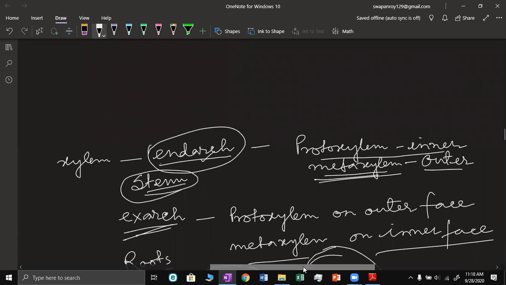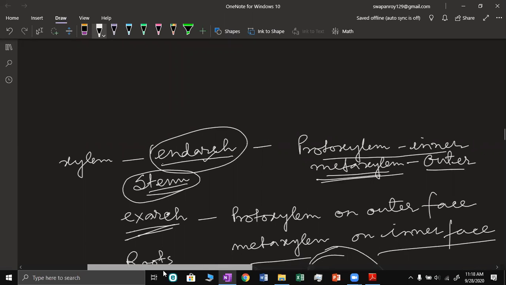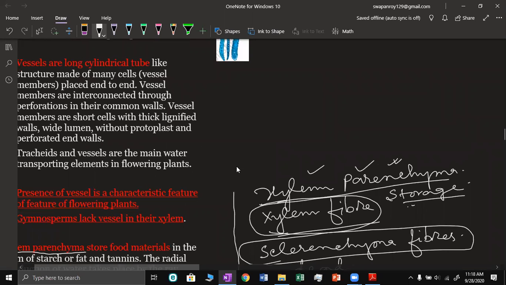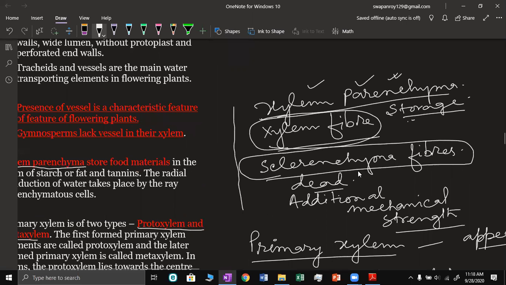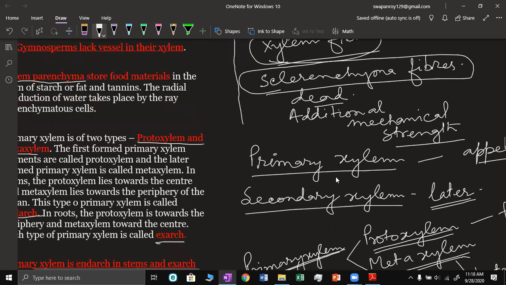One thing I have told is that there is primary xylem and secondary xylem. Primary xylem appears, of course, early in the stage.